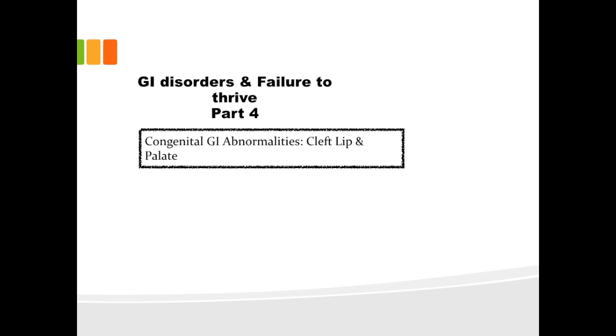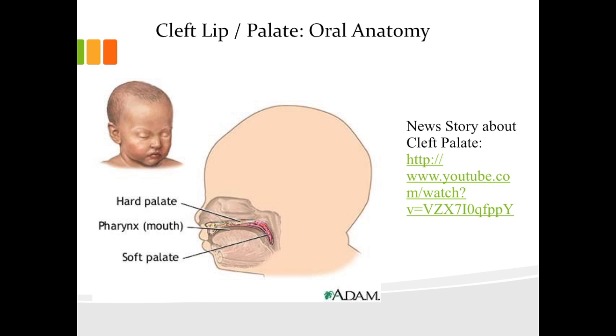Part 4 of GI disorders is going to begin discussion on the congenital GI abnormalities, and this one is about cleft lip and palate. There are a lot of slides, but a lot of them are pictures. This just demonstrates the hard palate, where the pharynx is, and the soft palate. And I'll have that link on a Word doc that you can go and watch.